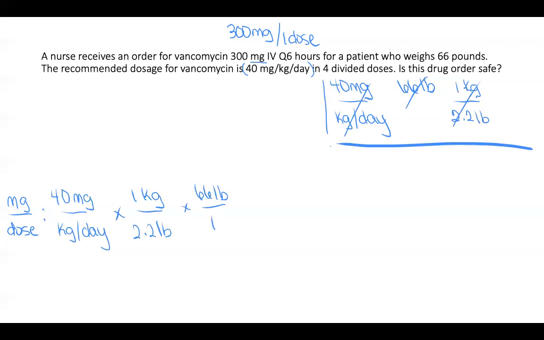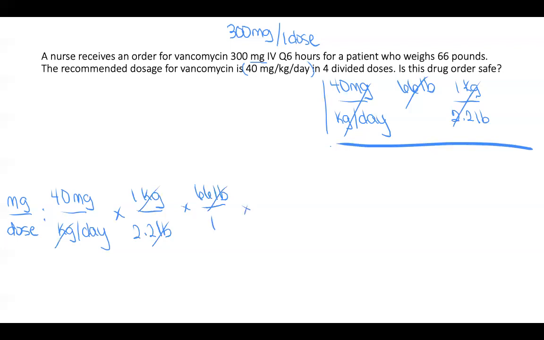Okay, I've used everything in my box, so I'm going to cancel like units of measure. Don't skip this step. Pounds are canceled, kilograms are canceled. This is why we don't skip the step. We're left with milligrams per day. That does not match what we're looking for. We're looking for milligrams per dose. So we've got to put in one more conversion from our little day over dose cheat sheet.